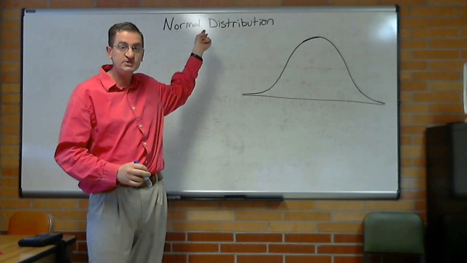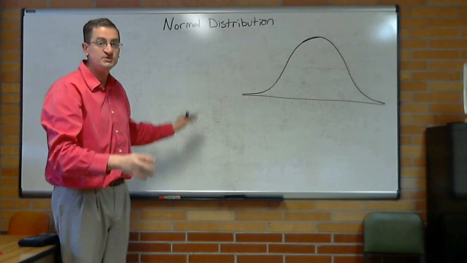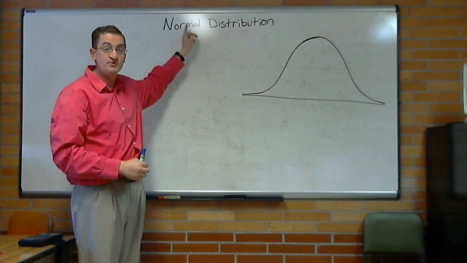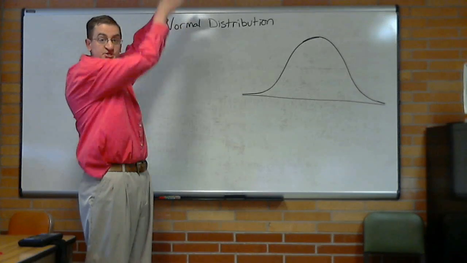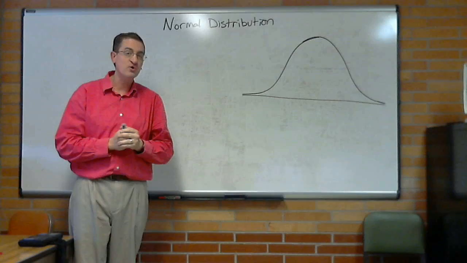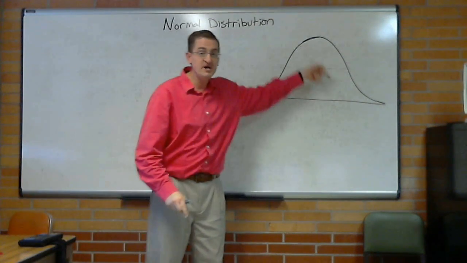Let's talk about the normal distribution. This is critically important. We are going to use the ideas of this lesson all semester long. It says normal distribution. The name normal is because this is normally what is used for a lot of situations. It's also called the bell curve.